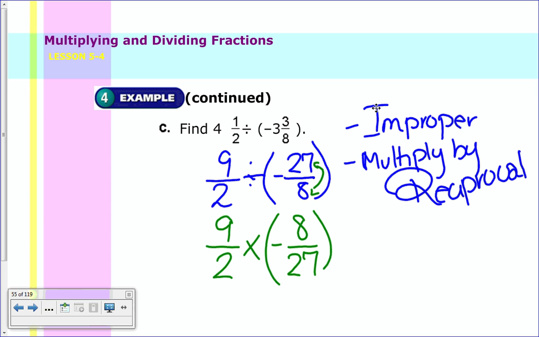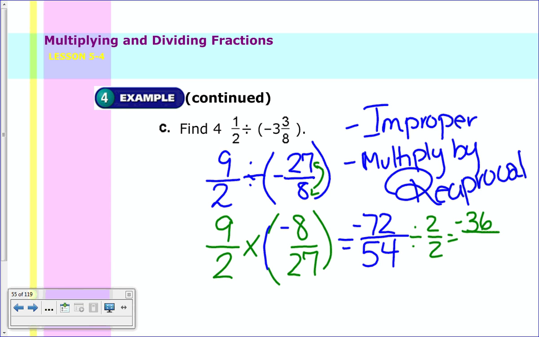And I can multiply. Again, I could simplify before I do, but maybe this time I won't. And I'm going to assign that negative sign to that 8. That way, I remember that only one of those numbers is negative. 9 times negative 8 is negative 72. 2 times 27 is 54. Now taking a look, I know I need to simplify it, and 2 goes into both. So negative 72 divided by 2 is negative 36. And then 54 divided by 2 is 27.